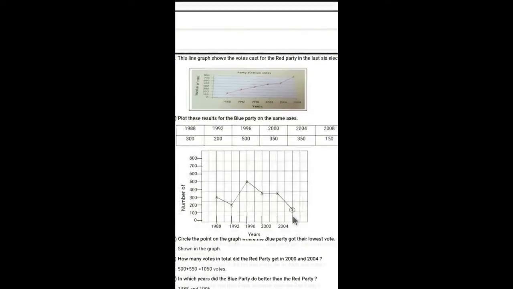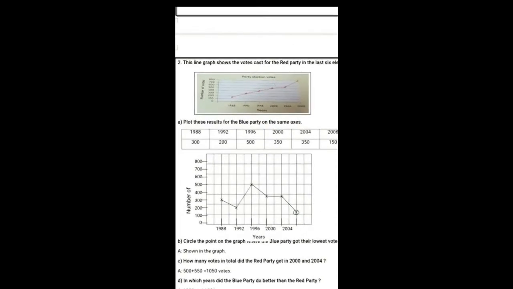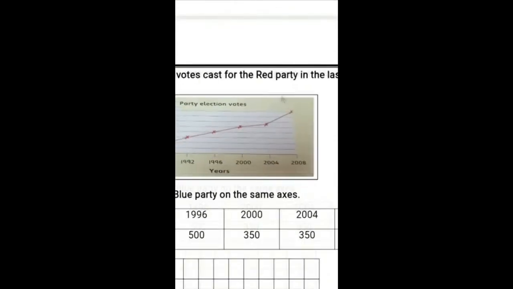Okay, coming to the work over here. Circle the point on the graph where the blue party got the lowest. In your graph you have a circle, 150 was the lowest. I just circle it. B number, how many votes in total did the red party get from 2000 to 2004? Red party, they said this is blue, so go to the red. For 2000 it's 500, and for 2004 it's 550, the middle one, so 550. So it's 1050 votes cast.